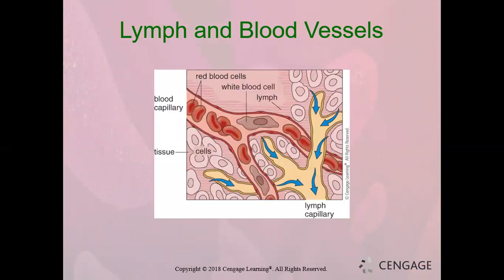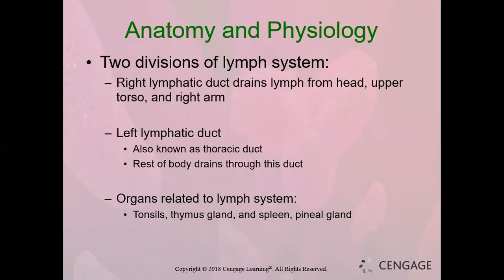So here's a good visual for you guys of the blood capillaries and the lymph capillaries, and how they're really close together, and how the lymph system depends on our blood for it to carry out what it's going to do. There are two divisions here. The right lymphatic duct drains lymph from the head, the upper torso, and the right arm, and the left basically does the rest. There are some organs that are related to the lymph system: the tonsils, the thymus gland, the spleen, and the pineal gland.